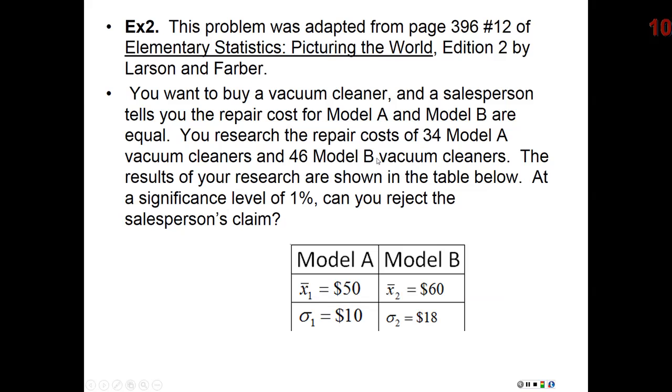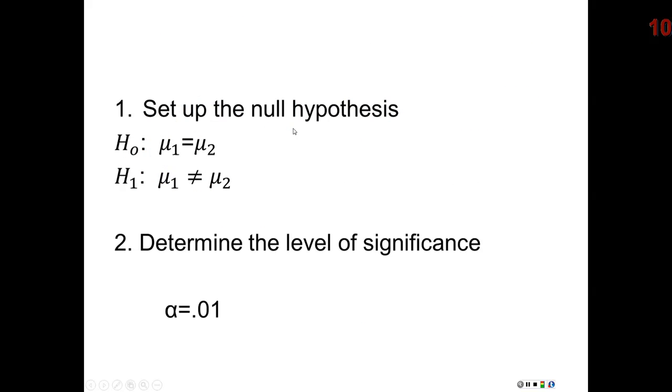Let me go ahead and ask you this. What was the claim? What is the salesperson telling you? That they are equal, the same, right? So the salesperson's claim is in the null. That means that the claim is in the null. That's what I'm trying to say. So the claim is here in the null hypothesis. So you would put down here, you would put claim right there.